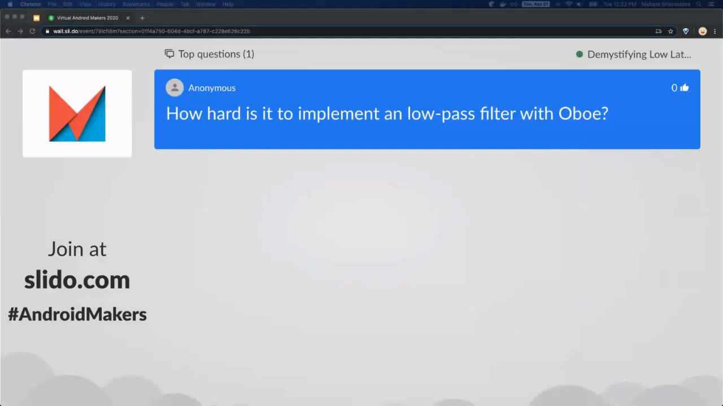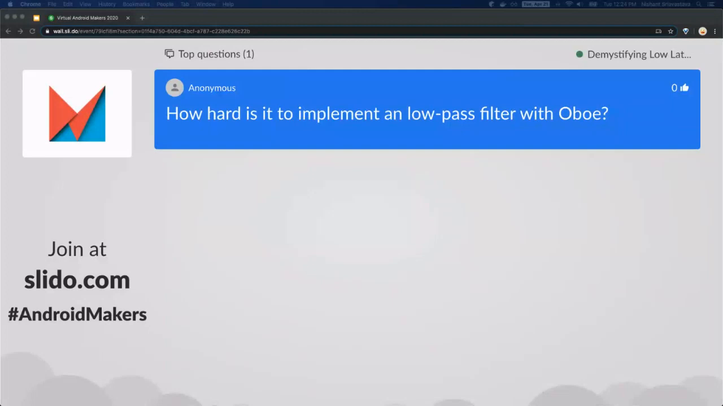Oboe has a couple of terms that we can talk about. It has audio streams and audio devices, and the way it works is that it basically just takes the audio stream and pushes it out to the audio device. It could be a sink or a source. A source would be an input, a sink would be an output. Your low pass filter code, though, is purely C code, which you could probably get from another library. And Oboe doesn't care about that.